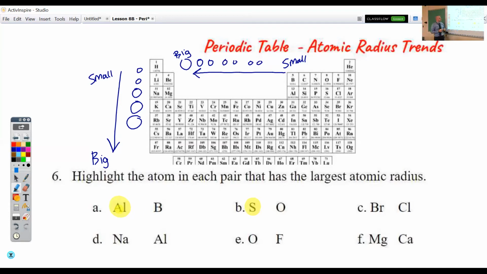The next part, we have bromine and we have chlorine. So on the periodic table, bromine and chlorine are over here. Bromine is the one that is lower down. So bromine is going to be the larger one.